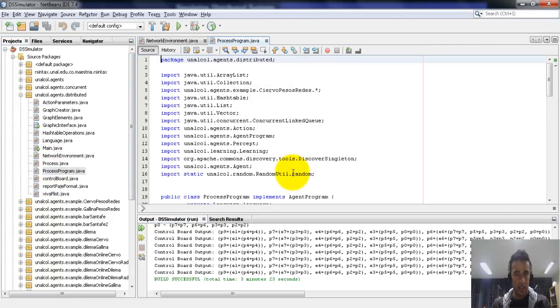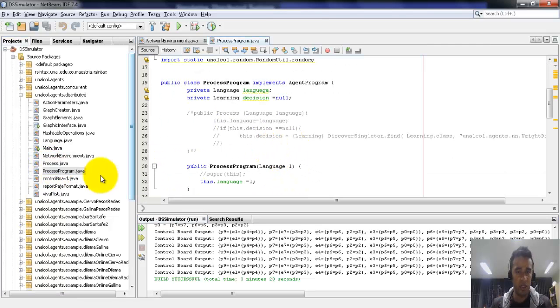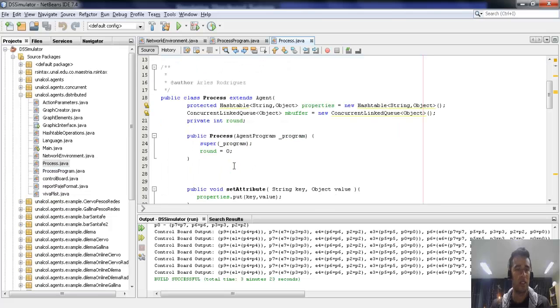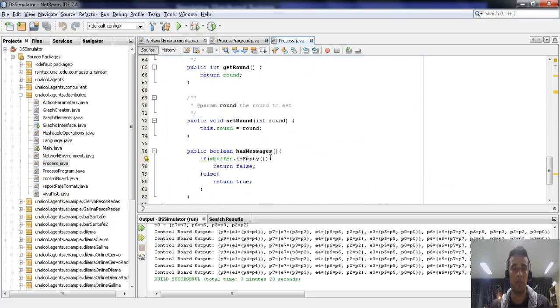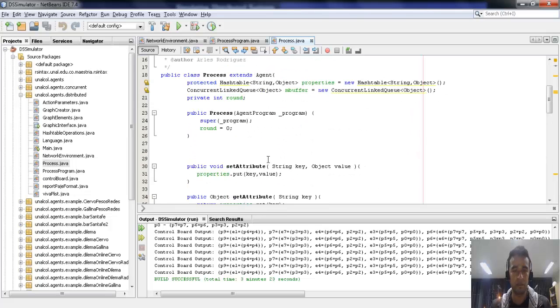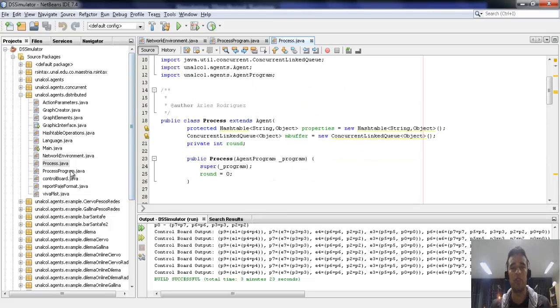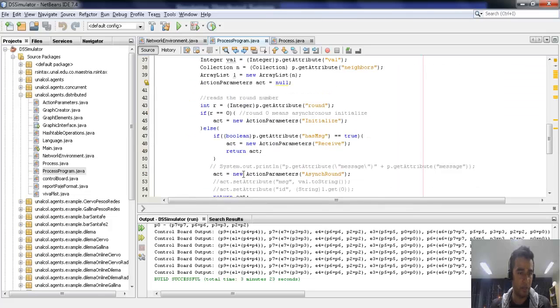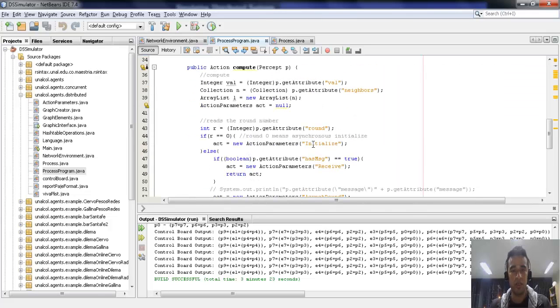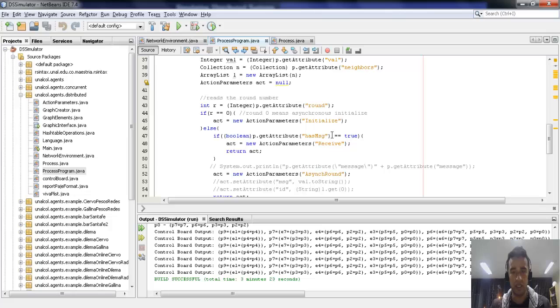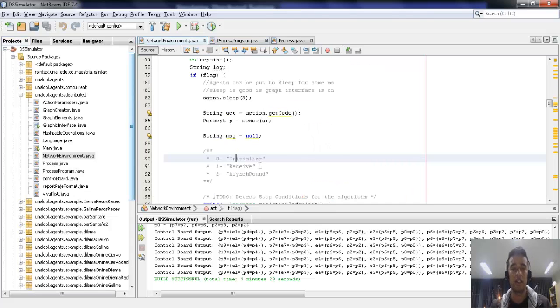The interesting thing here is that I'm modeling this architecture in a simple way, because the only thing that I model for an agent is a hash table with properties and the number of the round that the agent is executing. As a process program that computes the answer for the initialization action, if the process receives a message, it returns the action of receive message, else it returns an asynchronous round.